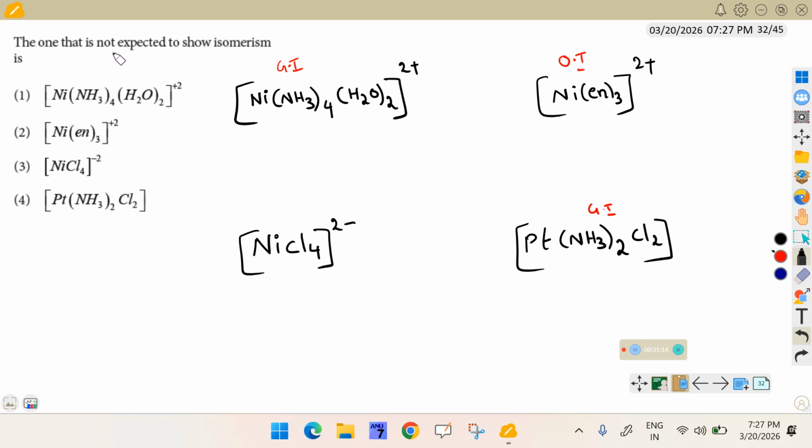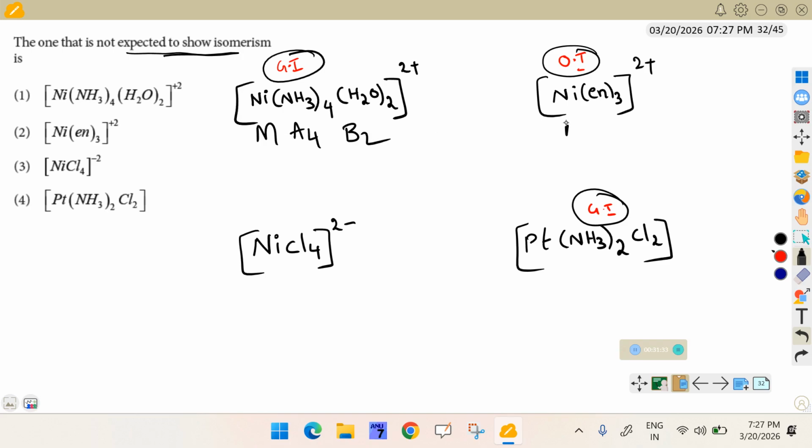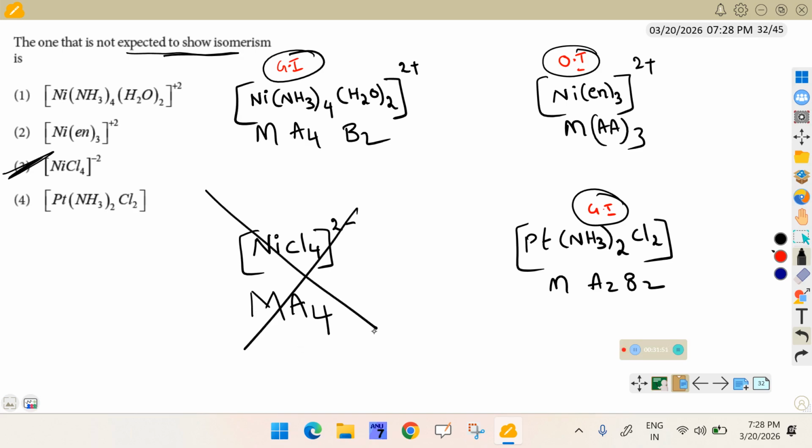The one that is not expected to show isomerism. The first one shows geometrical isomerism. The second complex compound shows optical isomerism. The third complex compound shows geometrical isomerism because it looks like Ma4B2. It looks like MAA taken thrice. It looks like Ma2B2. NiCl4 2- does not exhibit isomerism because tetrahedral complexes with general formula Ma4 do not show optical or geometrical isomerism.